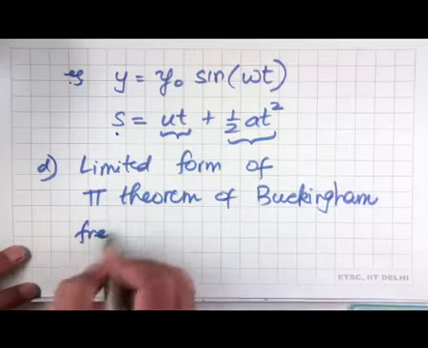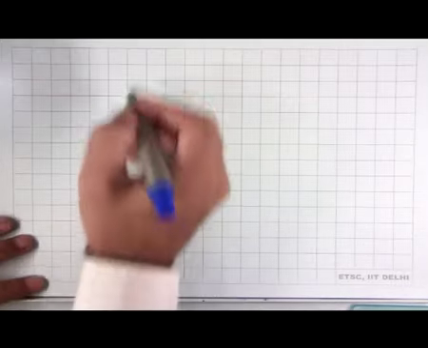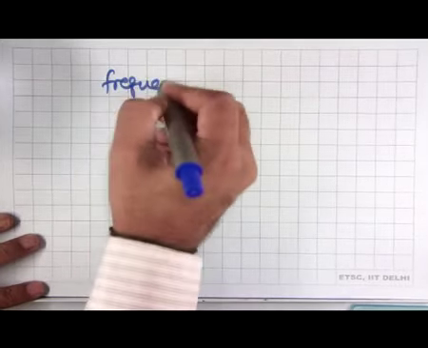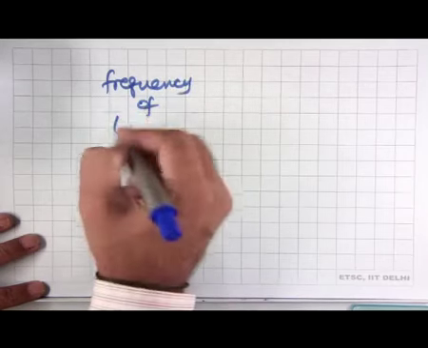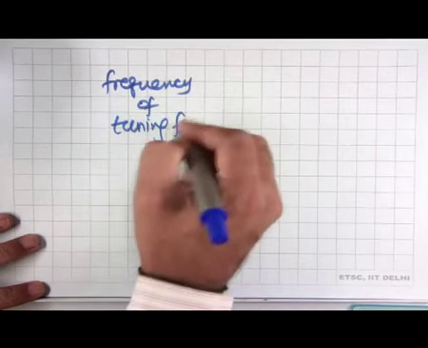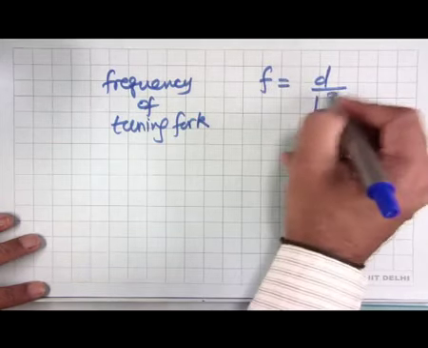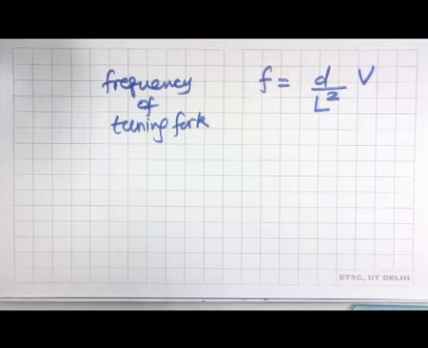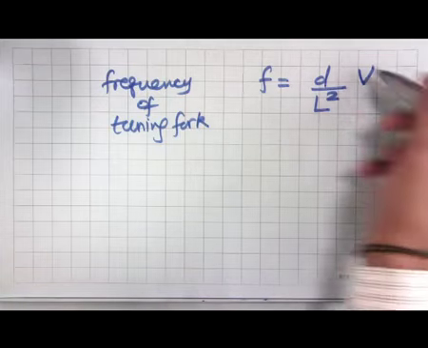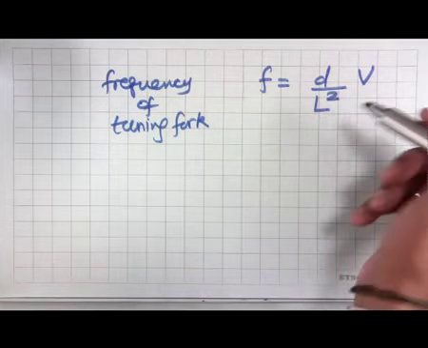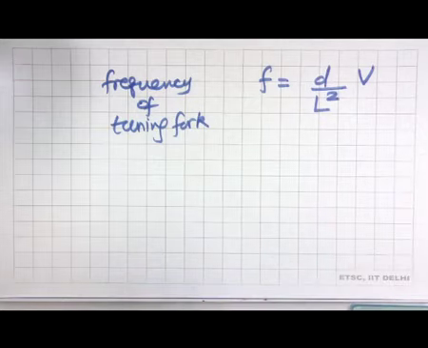See, for example, there is a formula for the frequency of a tuning fork. The formula for the frequency of a tuning fork in some conditions is given as frequency is equal to d by L square times V. Now, a formula like this cannot be predicted by dimensional analysis, even though we have 3 quantities on the right hand side and 1 quantity on the left, so totally there are 4 quantities.